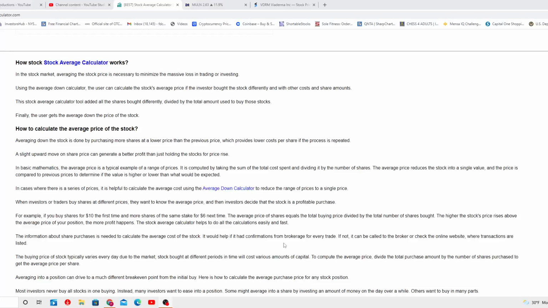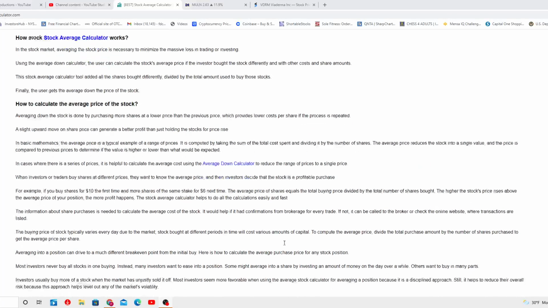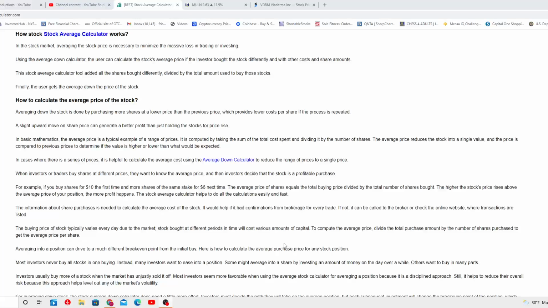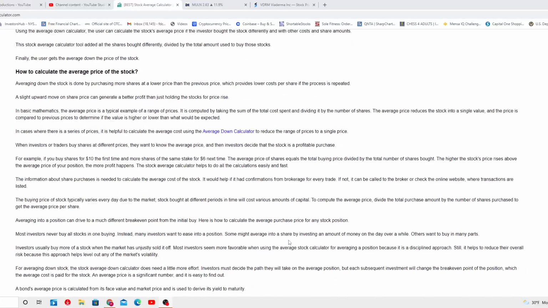How to calculate the average price of the stock? Averaging down the stock is done by purchasing more shares at a lower price than the previous price that you bought it for, which provides lower cost per share if the process is repeated. A slight upward move on the share price can generate a better profit than just holding the stock for a price rise. In basic mathematics, the average price is a typical example of a range of prices.